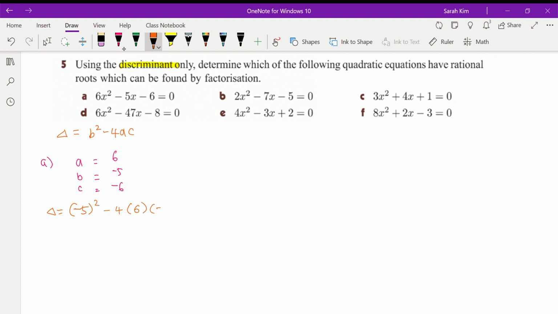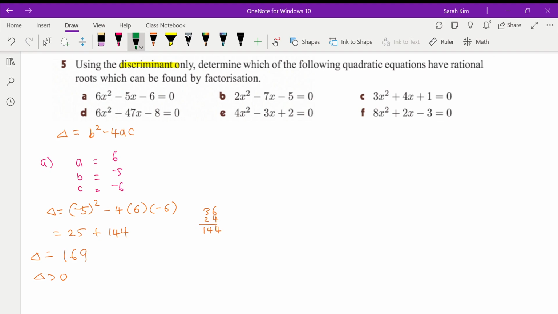Minus 4 times a times c. So that becomes 25. And then minus times minus turns into a positive. 6 times 6 is 36. 36 times 4 is 144. So that becomes 25 plus 144, which is 169. So as you can see, my discriminant is greater than 0.